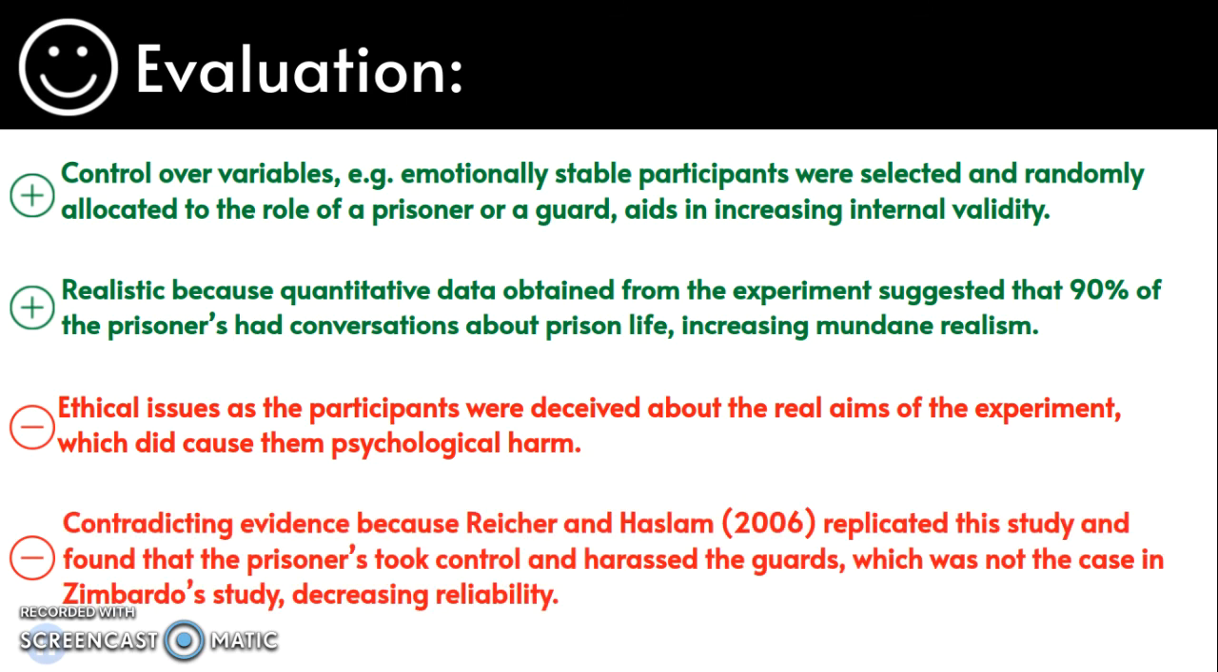Another weakness is that there is contradicting evidence, because Reicher and Haslam in 2006 replicated Zimbardo's study and found that in fact the prisoners took control and harassed the guards, and this was obviously not seen in Zimbardo's study, decreasing its reliability.